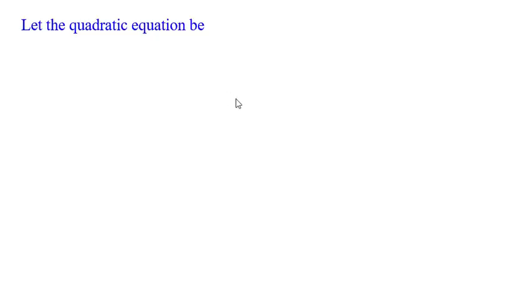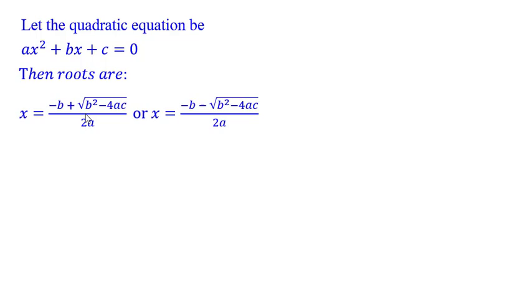If the quadratic equation be ax square plus bx plus c equal to 0, then roots are x is equals to minus b plus root b square minus 4ac upon 2a, or x is equals to minus b minus root b square minus 4ac upon 2a. This we have already understood. By using formula method we get these values.